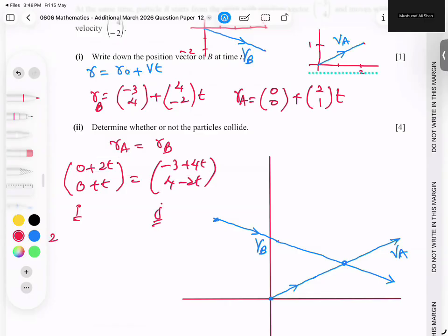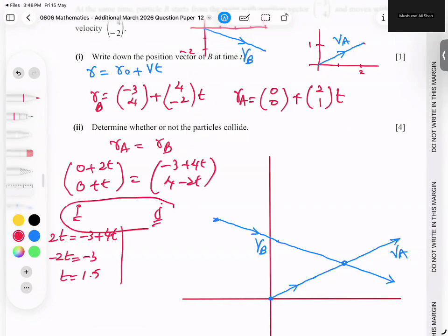So 2t equal to negative 3 plus 4t. So this becomes negative 2t equal to negative 3 and t becomes 1.5 seconds. Interesting part: if the i and j components are matched, if they are equal, it means they intersect. If they're not equal, they do not intersect.